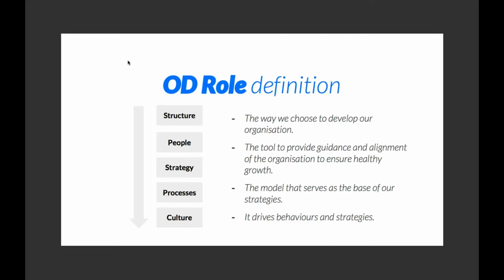What we do in OD is come up with an OD model that can measure the current state of our organization and also provide us a strategy to help bridge the gap from the current state to the ideal stage that we want our organization to be. So basically, we choose the way on how we want to develop our organization.